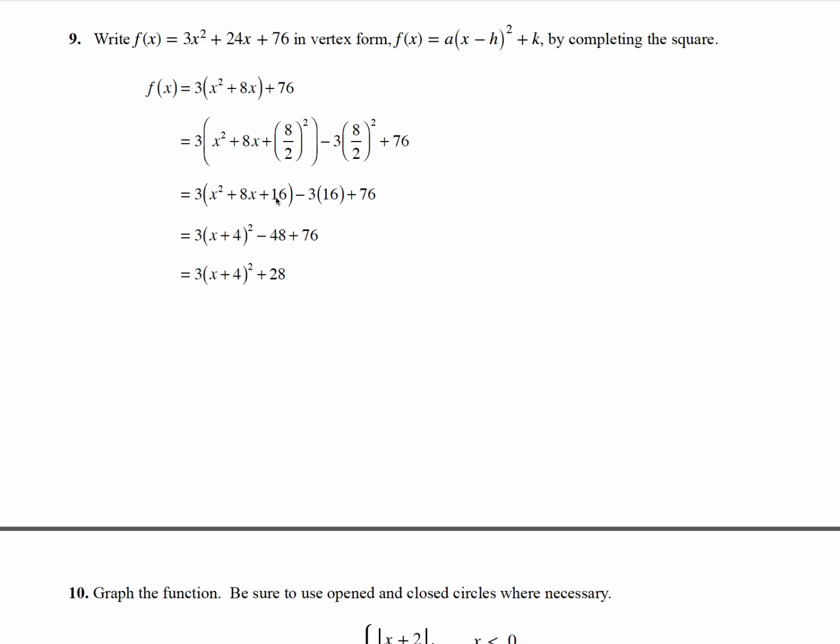The square here consists of x and whatever you got here when you divided the coefficient of the linear term by 2. That was just 4. To check this, you can square x plus 4: x times 4 is 4x, x times 4 again is 4x. You add those two together, you get 8x, and 4 times 4 is 16.